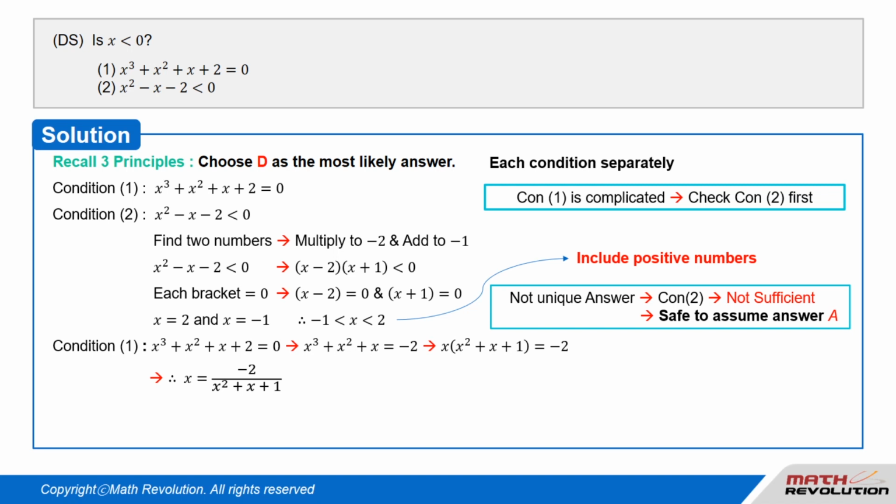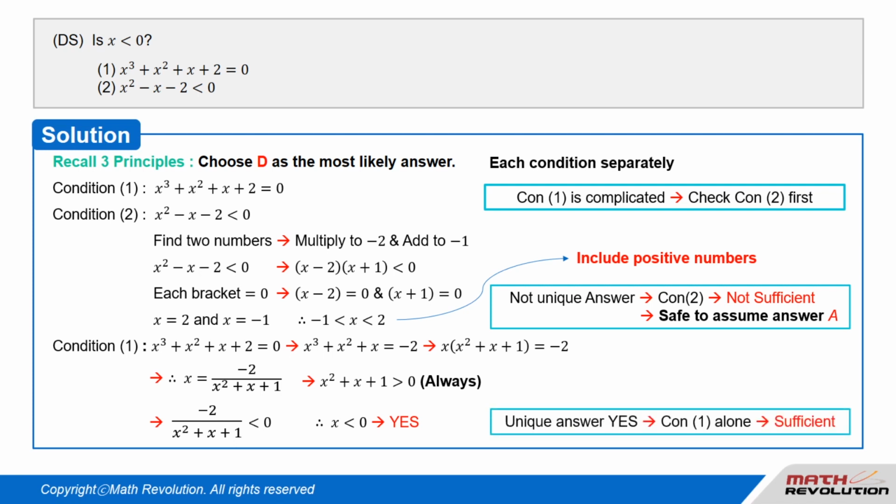x equals -2. We can then take a common factor out to get x times a whole of x squared plus x plus 1 whole equals -2. That is, x equals -2 over x squared plus x plus 1. Since x squared plus x plus 1 is always a positive number, -2 over x squared plus x plus 1 will always be negative, and x is less than 0. Therefore, we get the answer is true and is unique, so the condition is sufficient. Condition 1 alone is sufficient.